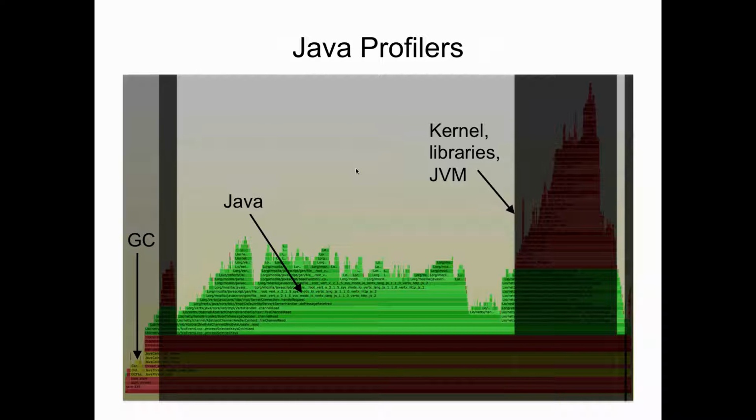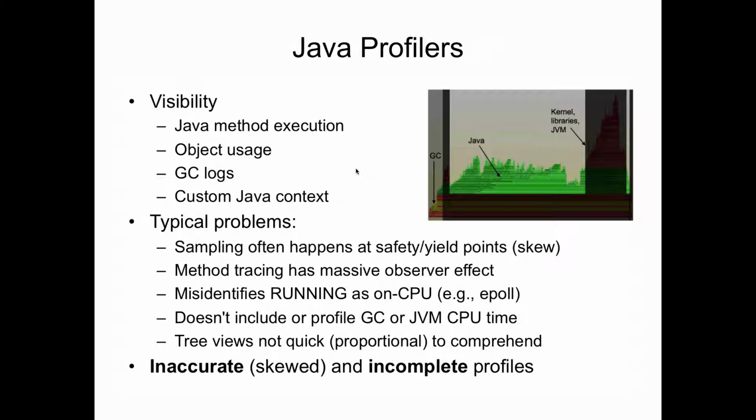So a Java profiler, like a JVM-TI profiler, can see itself. Usually you have some idea about GC. You've got a GC log. You've got other instrumentation as well. With Java profilers, Java method execution, we can see that. We can see object usage, nice heap profilers, GC logs, and usually some advanced custom Java context depending on the Java observability tool.